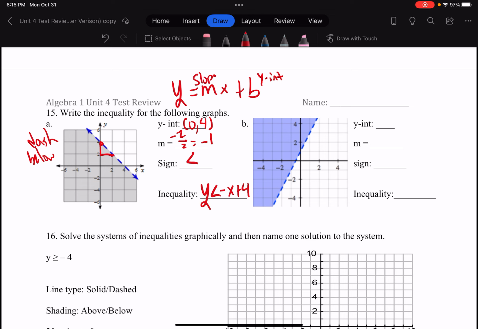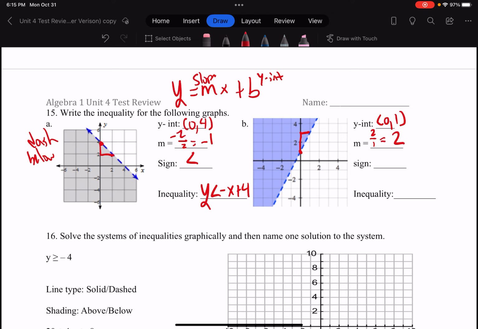Let's look at the second version. I've got 15 part B. My y-intercept is at (0, 1). And make sure that you're writing your y-intercepts as ordered pairs. Then I'm going to look at my slope. I'm going to go up 2 and to the right 1. So these can be written as fractions or as whole numbers.